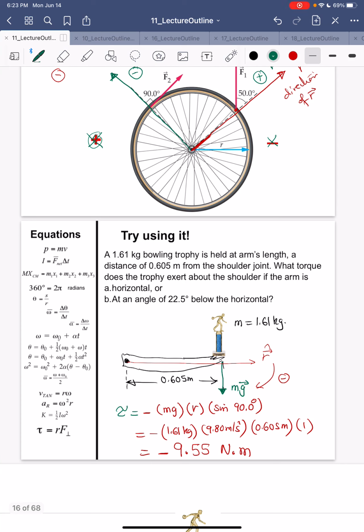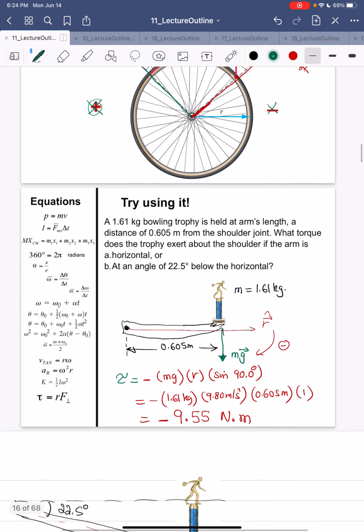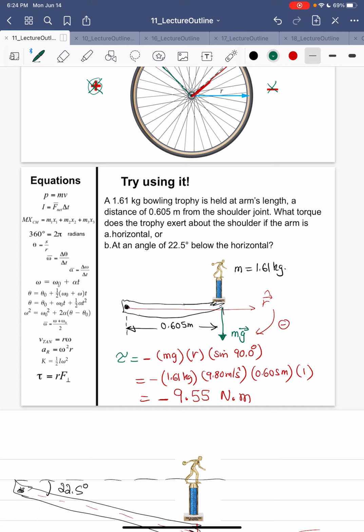Now, try using it. A 1.61 kilogram bowling trophy is held at arm's length, a distance 0.605 meter from the shoulder joint. What torque does the trophy exert about the shoulder if the arm is horizontal, or if it is at an angle 22.5 below the horizontal? I did draw here, and of course that force is going to make that rotation, which is negative. Remember the rule, and then the torque is going to be negative. Here the sign is not very important, because I have only one torque; I am just comparing two torques, one when the arm is straight, and one when the arm is at an angle of 22.5 below the horizontal.